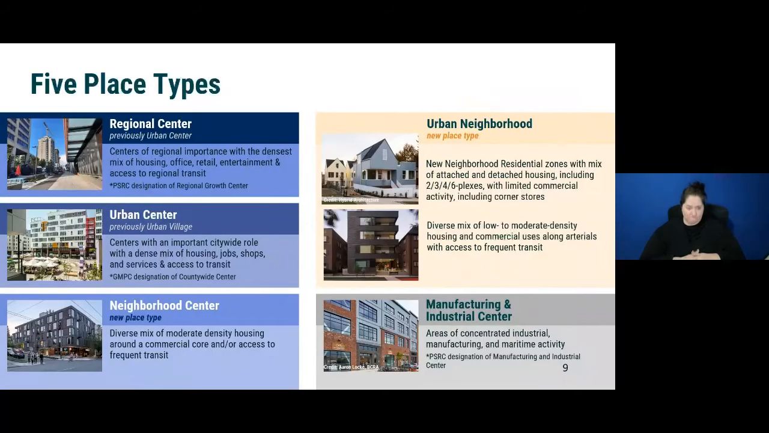So there are five major place types. Three of them are centers. And the first of those centers are regional centers. These are previously known as urban centers. These are places of regional importance, and they have the densest mix of housing, office, retail, entertainment, and access to regional transit. These are places like downtown, the U District, Capitol Hill, and Northgate.